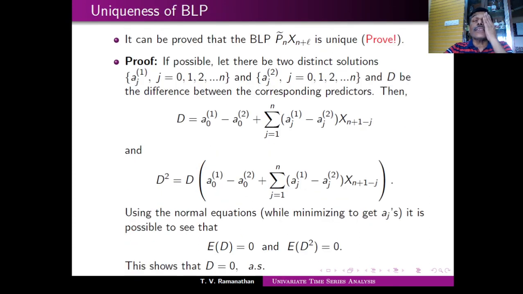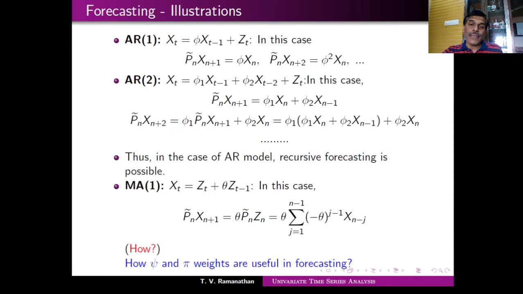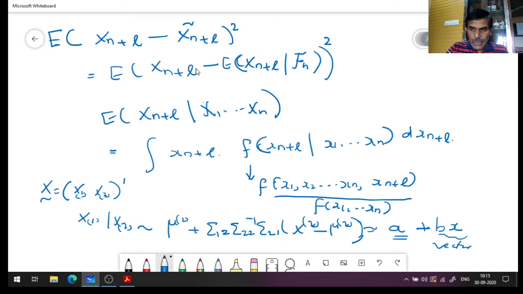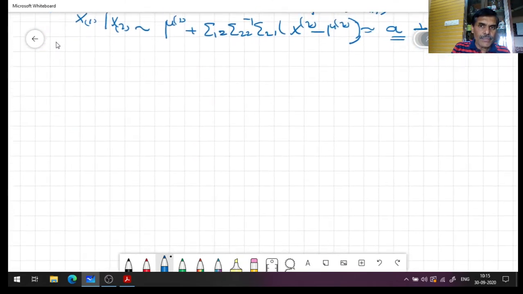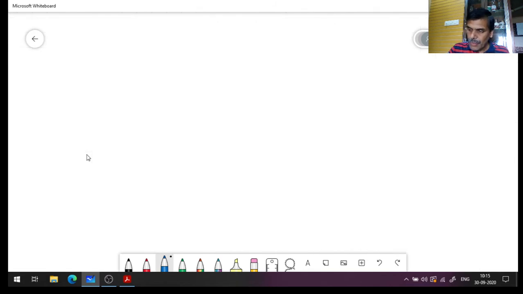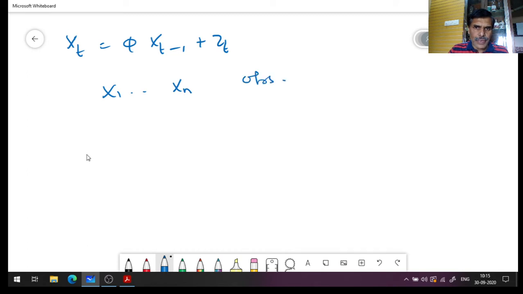Now I have given you the best linear forecast without specifying a particular model as such. Let's look at what is happening in the different cases. For example, let's look at AR(1). AR(1) is x_t equal to phi x_{t-1} plus z_t, and I have observations x_1, x_2, ..., x_n. Then I want to say something about the forecast of x_{n+l}. So I would say P_n x_{n+l}, according to our notation.